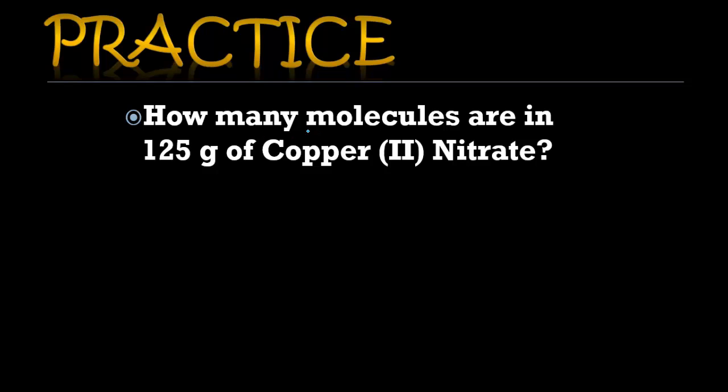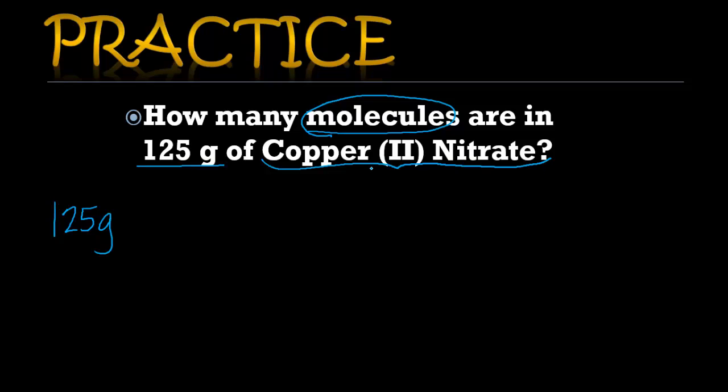So what are we looking for? Molecules. What do we have? Grams. So we always start with what we have. So I have 125 grams of copper 2 nitrate. Well, since I have to get some numbers, I need to convert the name into a formula. So we know copper is Cu. This 2 tells me I had copper plus 2. Nitrate ends in ate, so I look it up, and it is NO3, and it's got a negative charge.